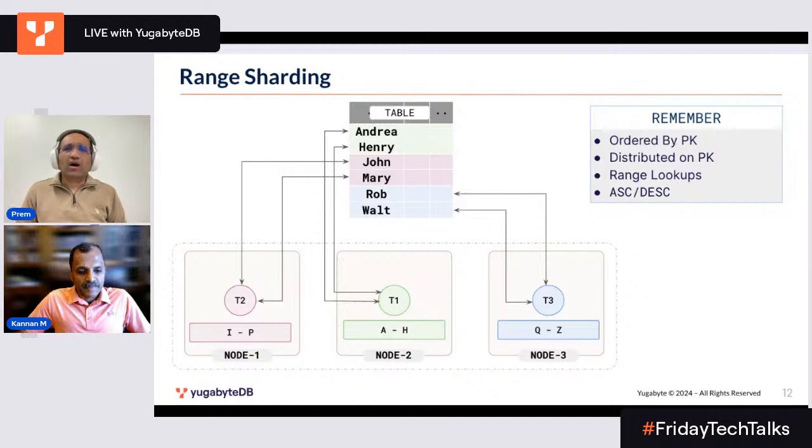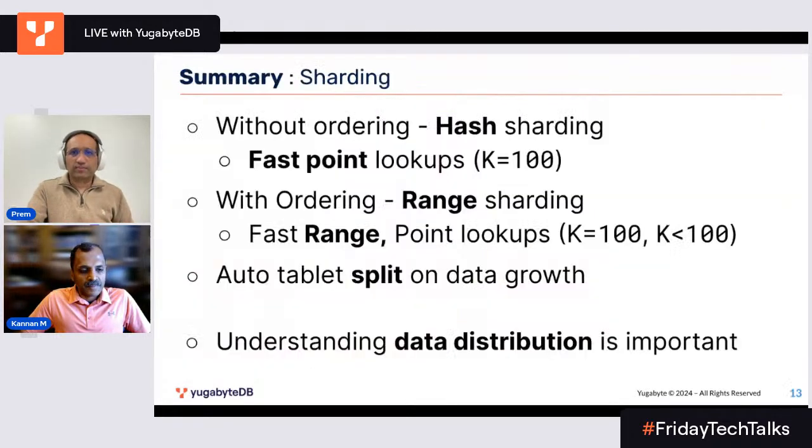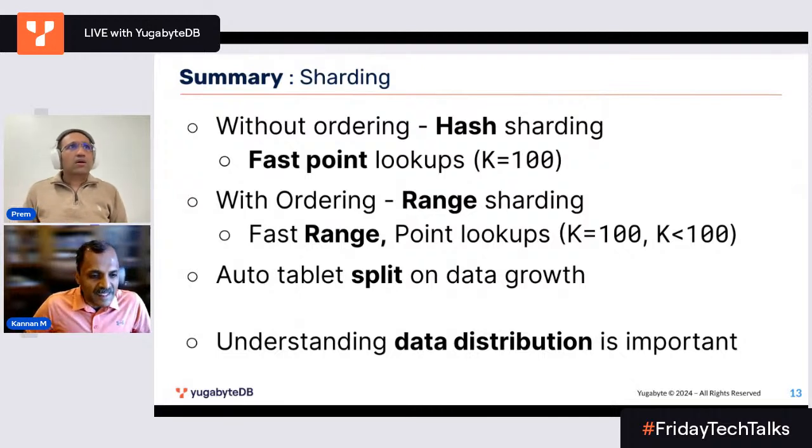It's the same table of names. Now Andrea and Henry fall into an A to H range owned by T1, or node 2. Because T1 owns the A to H range, rows with Andrea and Henry will automatically be stored in T1.